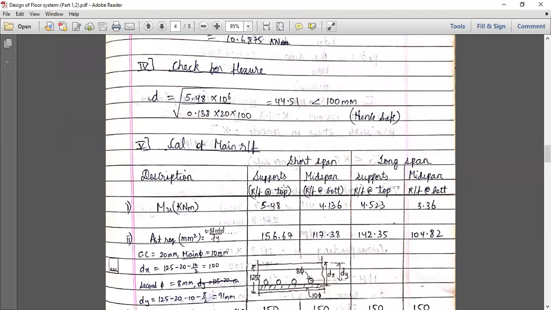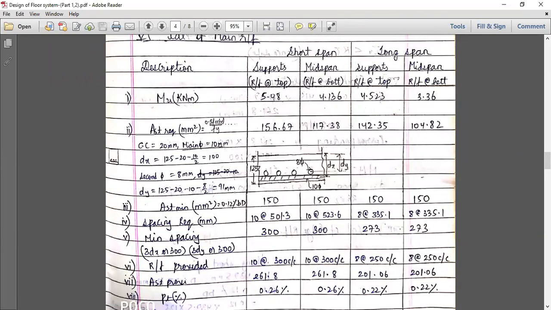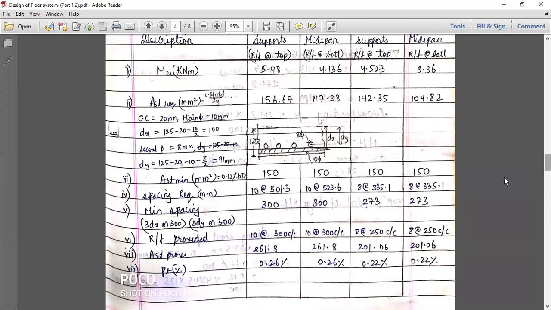Again for reinforcement I told you I have done this in a tabular manner so that it is convenient. Again in the short span at the support we will have to find out the reinforcement. Wherever we have found out the moment, basically there we will have to find out the reinforcement also. So for positive moment also we will find out reinforcement, and for negative moment. So for short span and long span we have calculated AST required, and then we have considered suitable clear cover and assumed the diameter, and then we have found out the depth dx and dy, and accordingly we have found out the spacing.